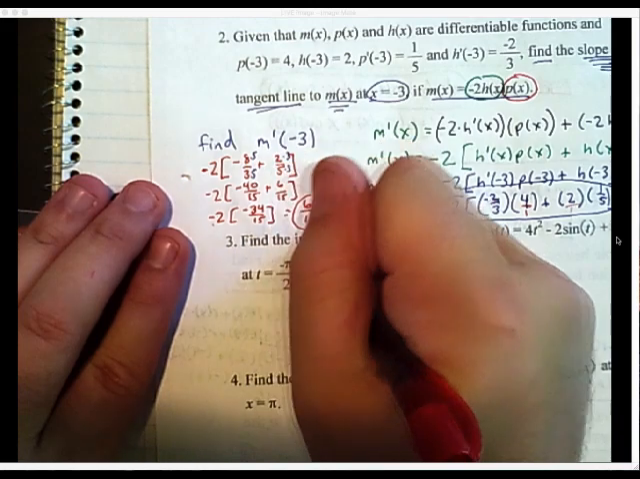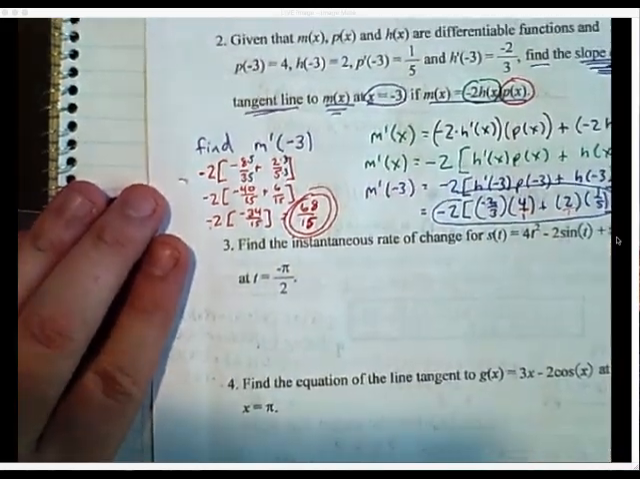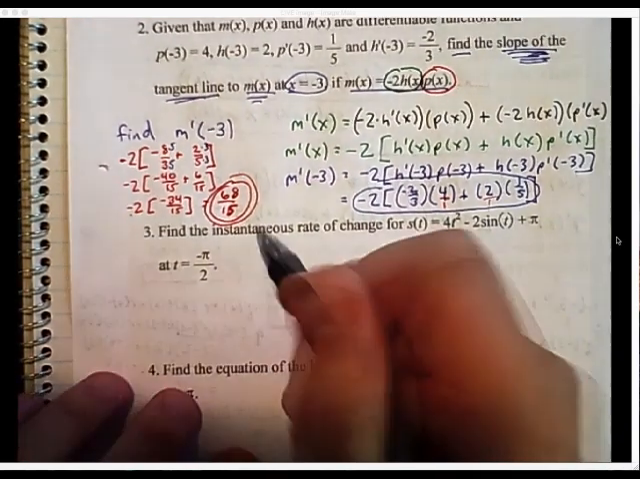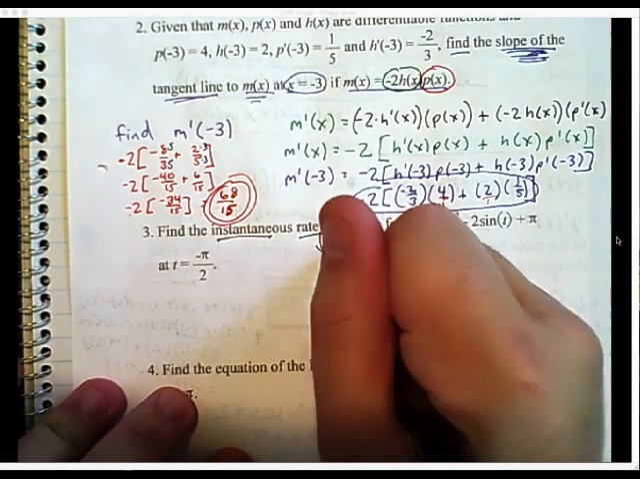So positive 68 over 15, that would be the slope. That would be the slope of the tangent line. All right, a few more review problems here. Find the instantaneous rate of change. What does that mean? That means derivative.